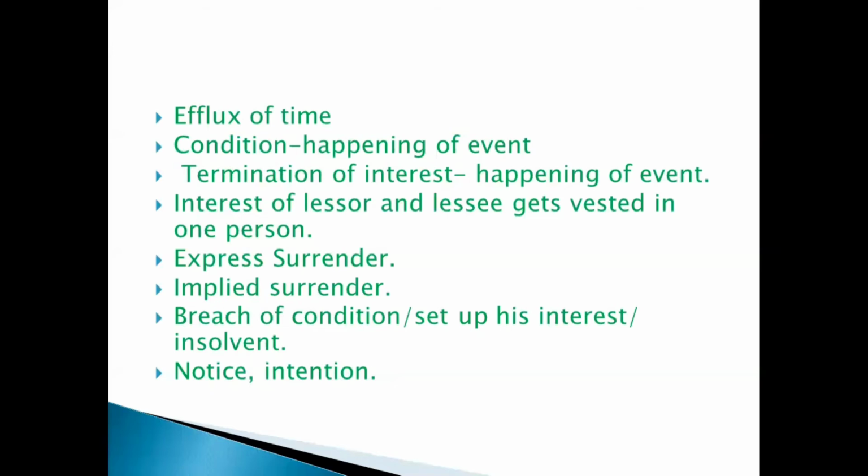Express surrender. When the lessee surrenders the property to the lessor, the interest of the lessee will come to an end. Implied surrender. When the lessee is in the premises, he gives the property to another person. That is, he sublets the premises and the subtenant gives the rent to the lessor, that is the original lessor, and the lessor accepts the rent from the subtenant. There is an implied surrender of lease. The first lease has come to an end.